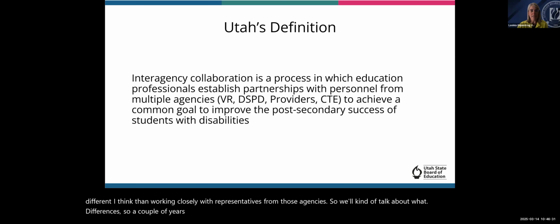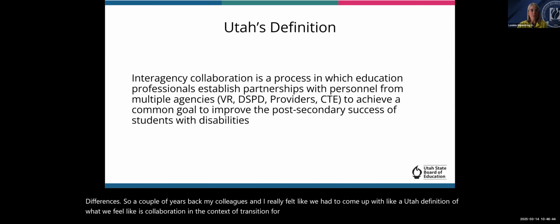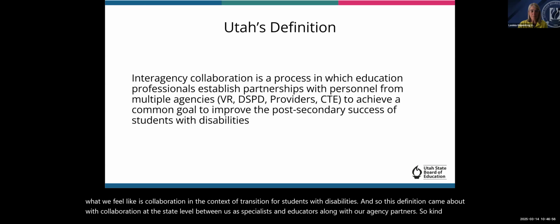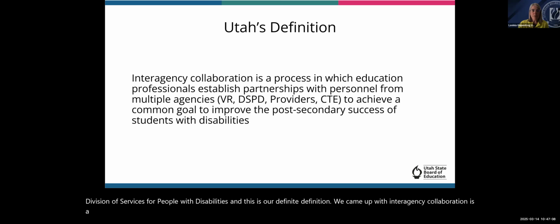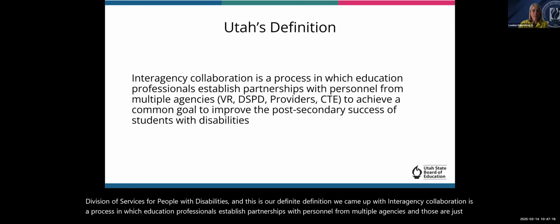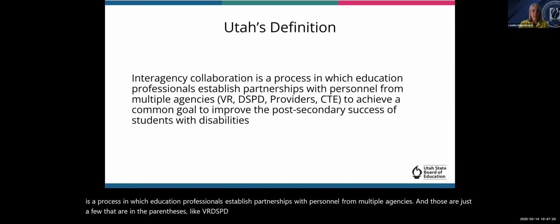A couple of years back, my colleagues and I really felt like we had to come up with a Utah definition of what we feel is collaboration in the context of transition for students with disabilities. This definition came about with collaboration at the state level between us as specialists and educators, along with our agency partners, those big partners we have throughout the state, such as Vocational Rehabilitation and the Division of Services for People with Disabilities. And this is the definition we came up with. Interagency collaboration is a process in which education professionals establish partnerships with personnel from multiple agencies, and those in the parentheses are just a few, like VR, DSPD, and providers, and also Career Tech Ed, or CTE. All of this we do to achieve a common goal: to improve the post-secondary success of our students with disabilities.